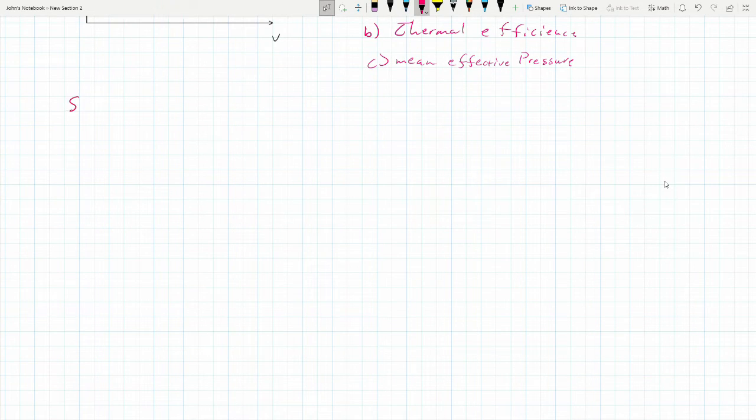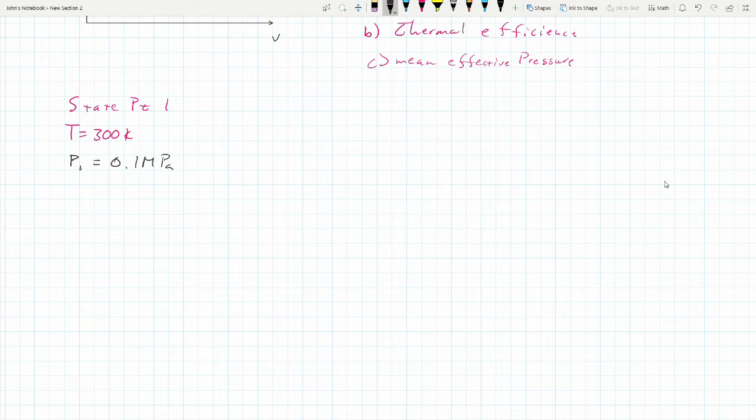So state point 1, we are told temperature is 300 Kelvin. Let's switch to black. Pressure of 1 is equal to 0.1 megapascals.